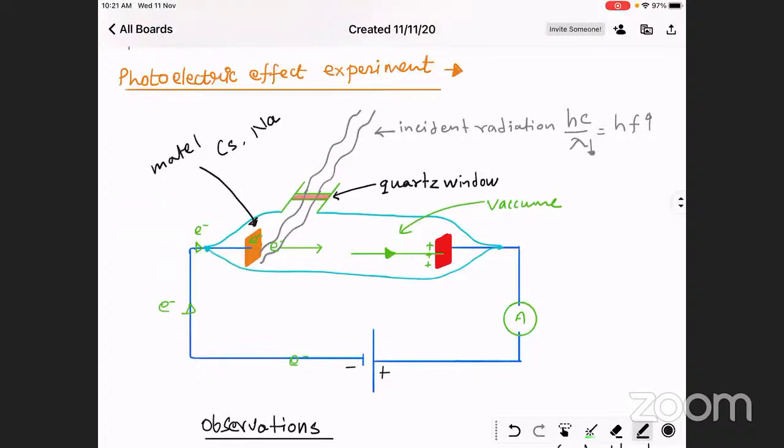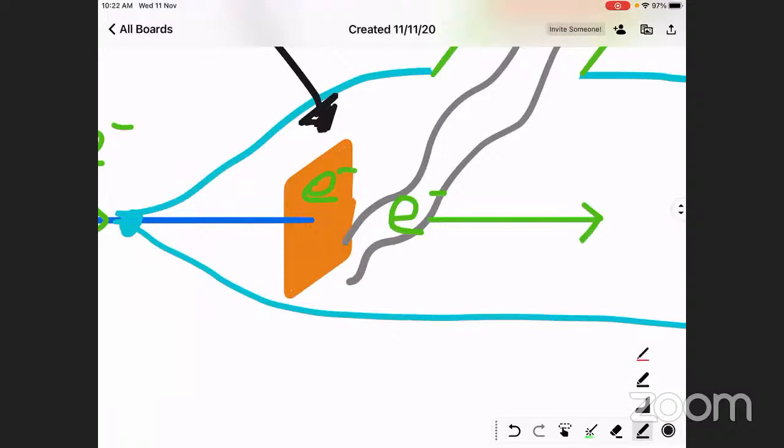What happens if you decrease the energy of incident radiation? After some time, what will happen? The incident radiation will not be able to eject electrons, because to eject an electron you need minimum energy. Let's say you want at least 2 electron volt to eject an electron, and the incident radiation has 1.5 electron volt. Will electrons come out? No.